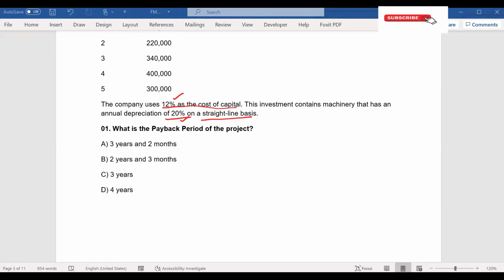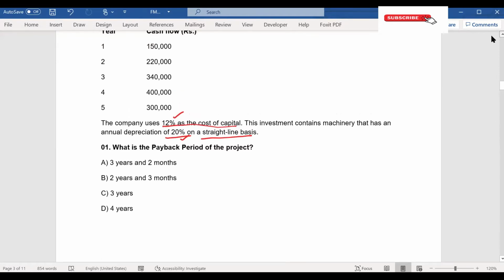So how do you calculate the payback period? To calculate payback period, we need to identify the cumulative cash flows. So when you calculate the cumulative cash flows, then the year in which the cash flow becomes positive will be considered as the payback period. Okay, so to calculate, now let's take the cash flows here.